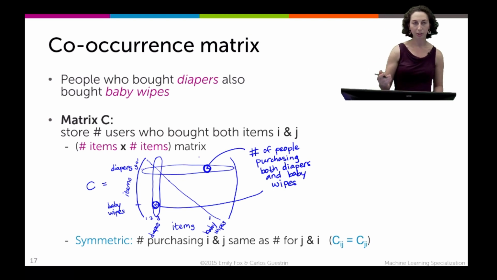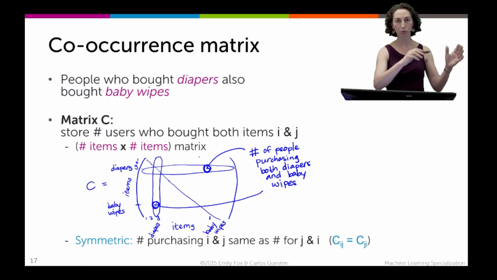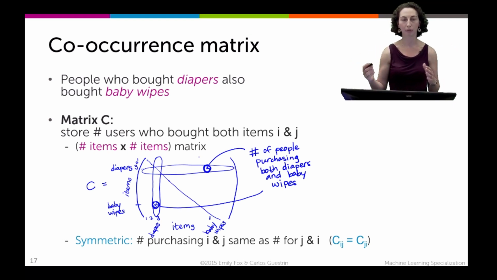Okay, and just to reiterate, the way we're going to build up this co-occurrence matrix is we're going to search through all the users' histories of purchases and count. Every time we see a purchase of diapers, along with all the other items, we're going to add one to that entry, and we're going to keep incrementing that matrix as we search over users.